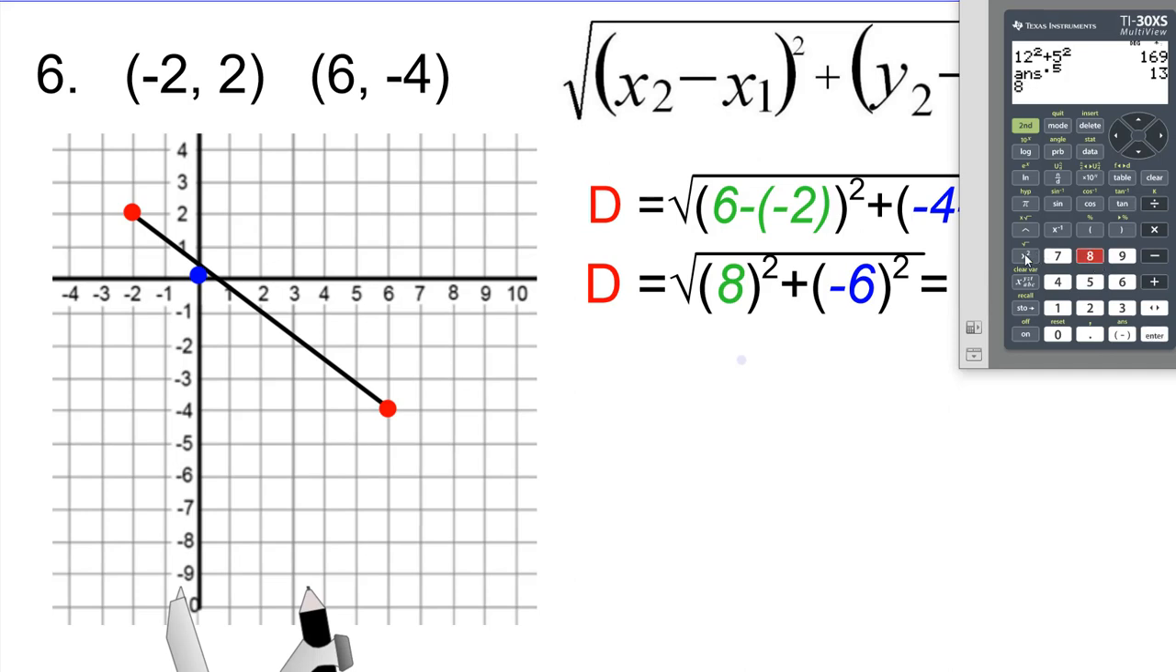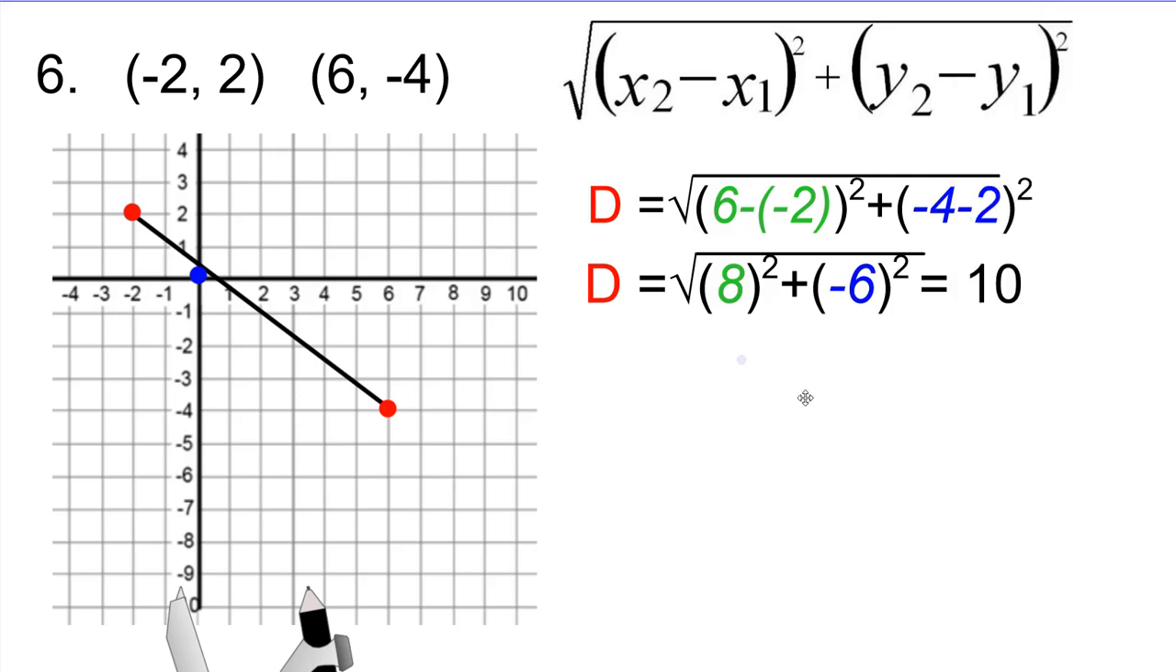So we're going to do 8 squared plus 6 squared, because when we square a negative, it's going to become positive anyway, which is 100. The square root of 100 is going to be 10. So if the diameter is 10, the radius is going to be 5. And if we found the radius here, the radius would be a distance of 5. It's a 3, 4, 5 Pythagorean triple.